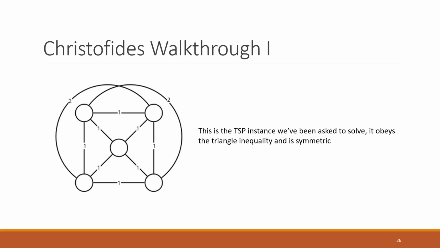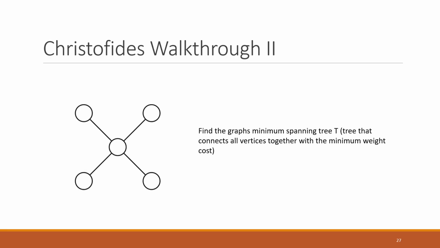So just a quick walkthrough of the algorithm here. This is the TSP problem we've been asked to solve, and you can analyze the edges to see that it does obey the triangle inequality and is symmetric. Next we find the minimum spanning tree, which is the tree that connects all vertices together with the minimum weight cost.